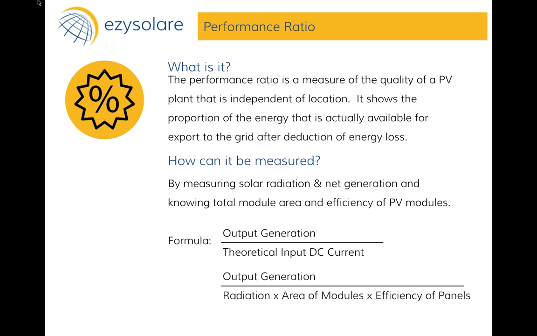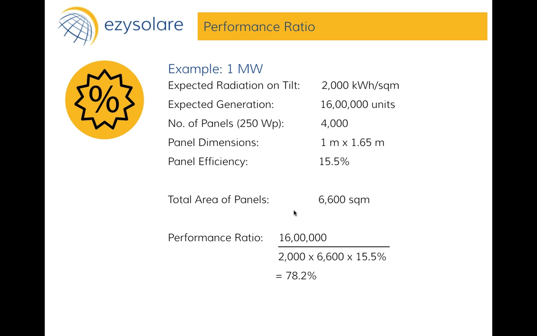The second metric that you can mount is performance ratio. Now, as it is written on the screen as well, the performance ratio is a measure of quality of a plant that is independent of location. What essentially performance ratio means is that if your radiation was 1000 and your output expected was 800, if your radiation becomes 2000 tomorrow, your output expected should also double and become 1600, right? So this is a formula which links the output generation to the theoretical input DC current. This is the formula that is measured.